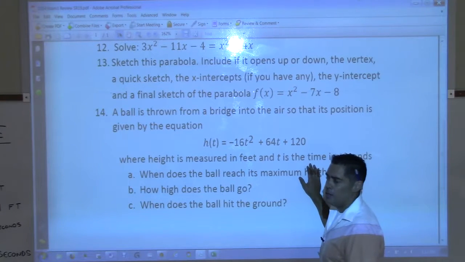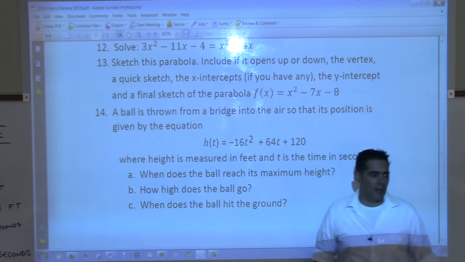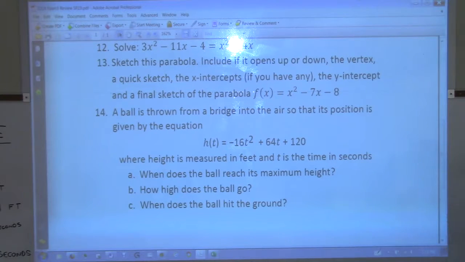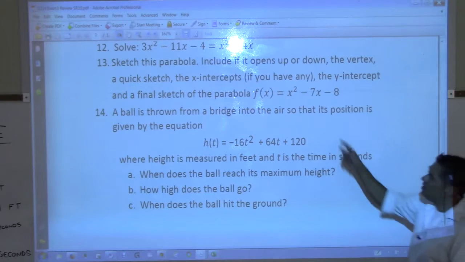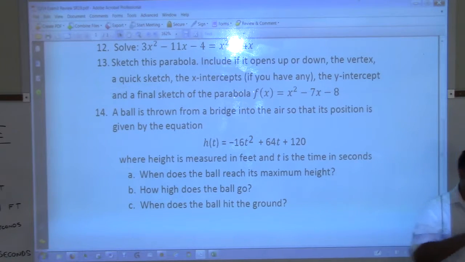All right? You got to be able to draw me a picture of a parabola. And notice the instructions. Sketch this parabola. Include if it opens up or down. The vertex, a quick sketch. X-intercepts if you have any, and Y-intercept. And a final sketch of the parabola. So within the instructions, I'm kind of reminding you of all the different steps you need to do, right?